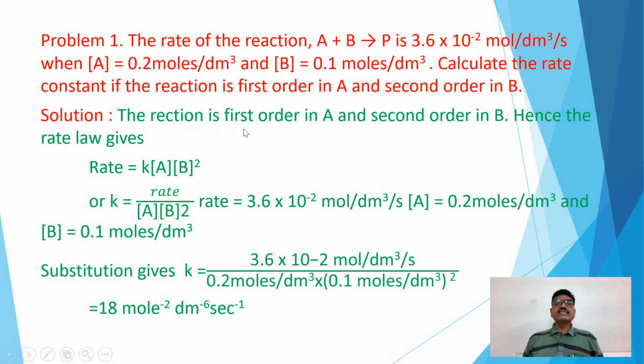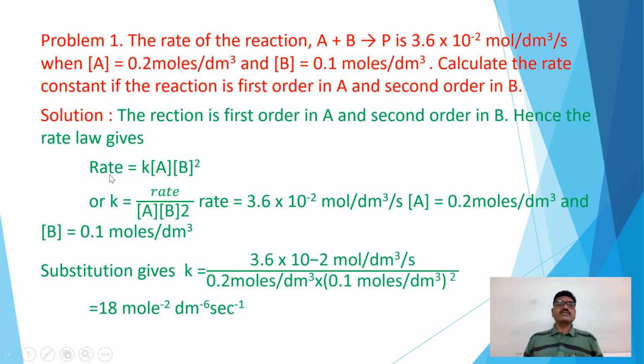Solution. The reaction is first order in A, with respect to A, and second order in B. Hence the rate law is used. So we can write from the given rate law like this. Rate is equal to what? Once we study the order of reaction, one should be able to write the rate law expression from the provided information. So from this we can write the rate law.